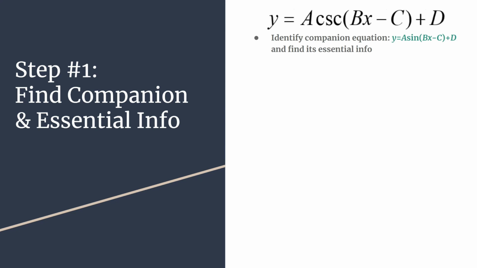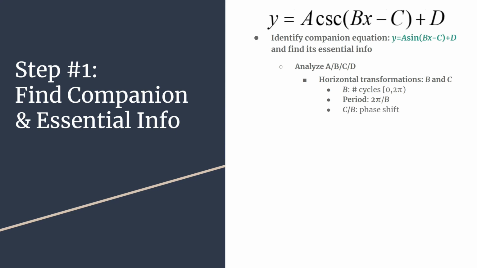Okay, so let's just take a quick look, remind ourselves what that is. We'll start by analyzing a, b, c, and d, knowing that b and c are going to give us our horizontal transformations. B tells us how many cycles happen between 0 and 2 pi for your particular graph. You also use b to calculate the period, or the length of a horizontal cycle. Calculate that with 2 pi over b. And then you find the phase shift, or the horizontal shift, by dividing c by b. So that's the new piece that you haven't done. The rest of it should feel familiar from your unshifted cosecant graphing or your unshifted sine graphing.